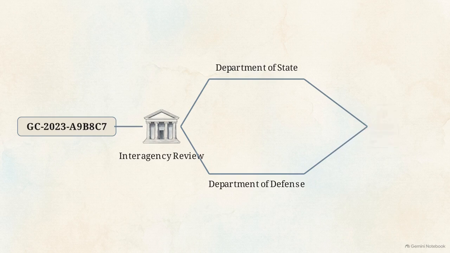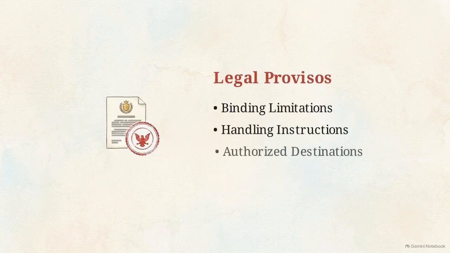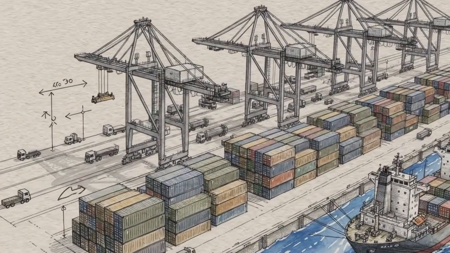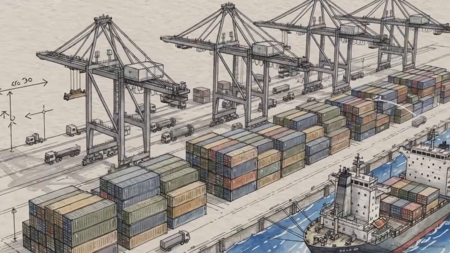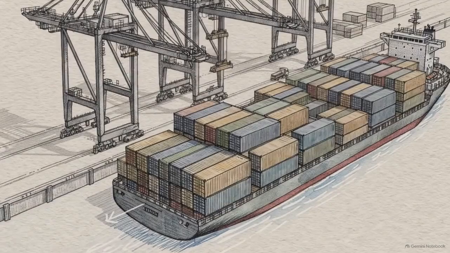If the review is successful, the system generates an approved General Correspondence Letter. This document contains specific legal provisos outlining exactly how the transfer must be handled. Understanding this interagency pipeline allows compliance officers to set realistic timeline expectations for foreign partners waiting to move hardware.